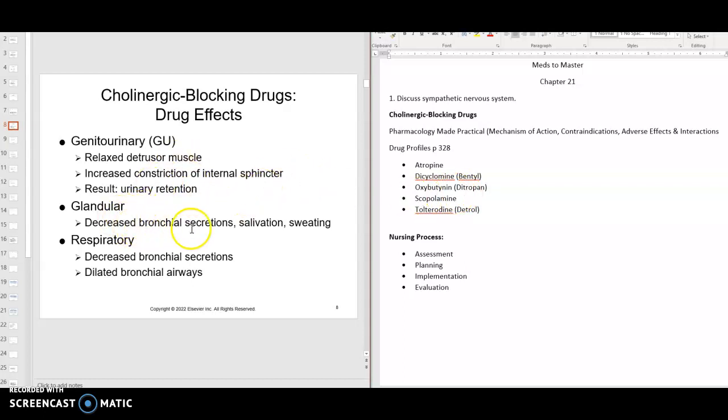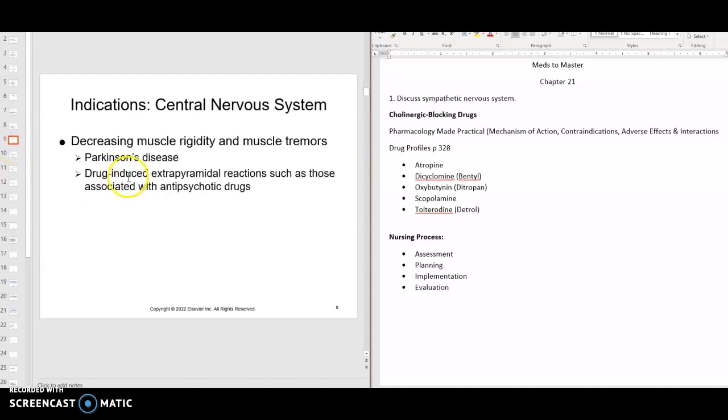They're also going to decrease bronchial secretions, salivation, and sweating. In my respiratory system, they're going to decrease those bronchial secretions, which we mentioned up here, and dilate the bronchial airways. So think about it as making breathing easier to do, because we're dilating those bronchial airways there. It can decrease rigidity and muscle tremors, so we're going to see these in use with our Parkinson's disease. We talked about these with our Parkinson's drugs, and it's not specifically doing anything on the Parkinson's itself. It's just decreasing some of the symptomatology that we see with our Parkinson's patients here.